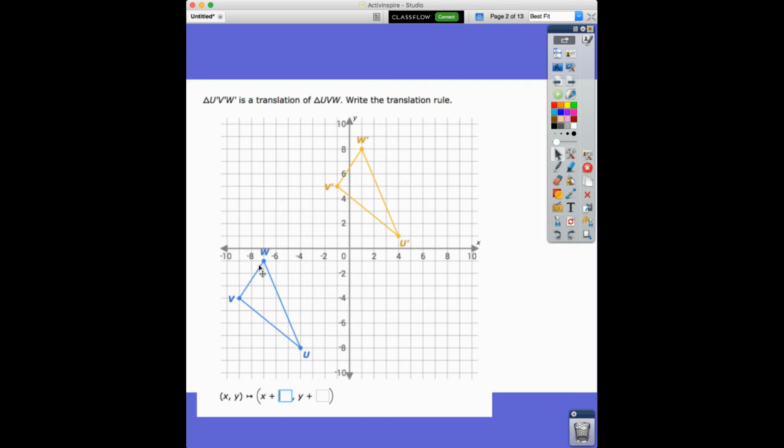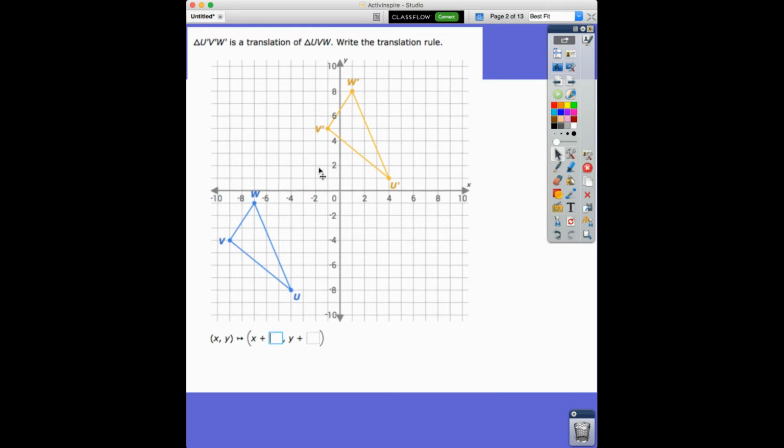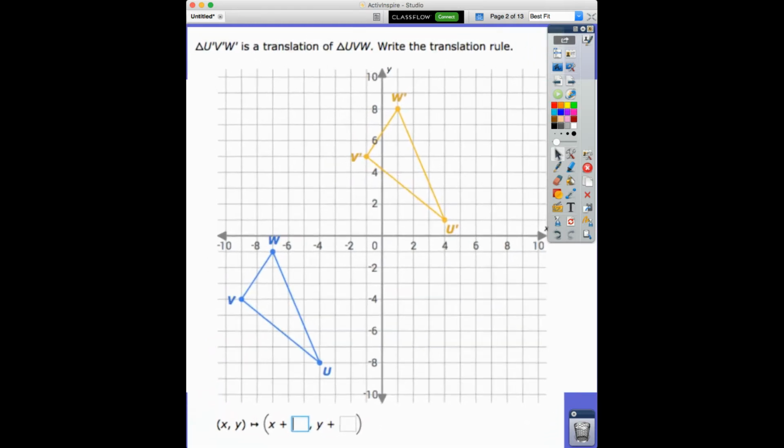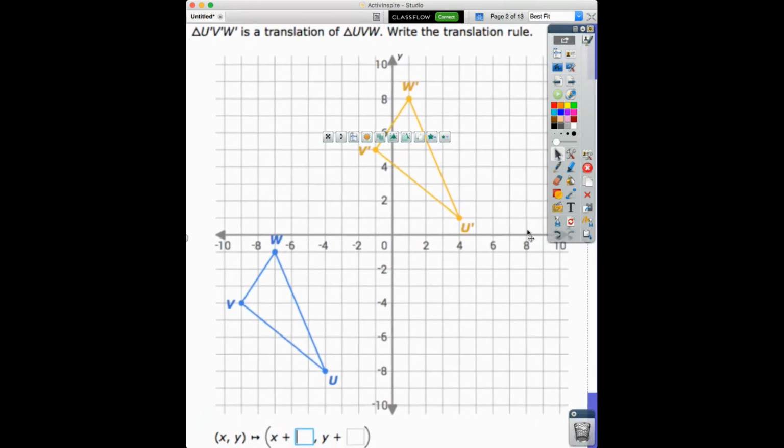Okay, so now we are looking at doing it on a graph, right? It adds in a little bit more difficultness. So what I want you to think about is picking a point. It doesn't matter which point, but you have to pick one point, all right? So I'm going to pick W. If you picked V, doesn't matter. We should get the same answer. Same with you, all right?